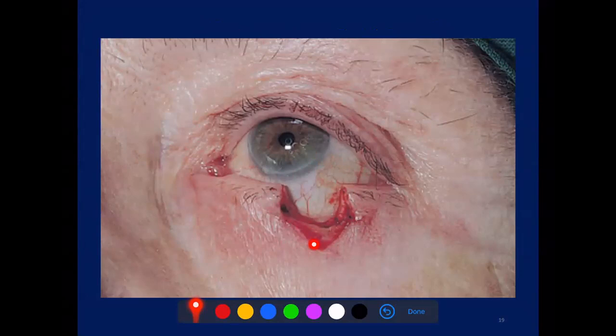I think both lamella, doctor, anterior and posterior. Yes, this is the full thickness. I know it's a silly question, but just to reiterate and emphasize the importance of both lamellae. Okay, so how would you close this?